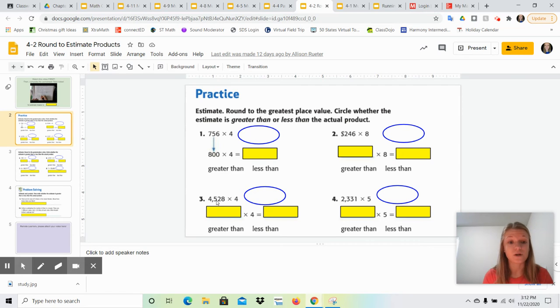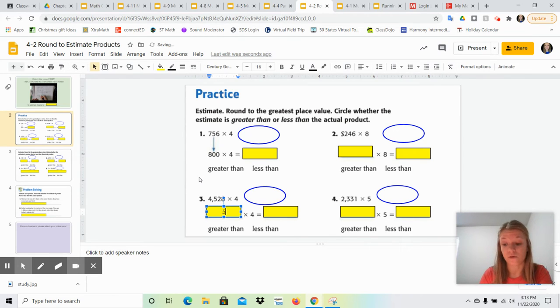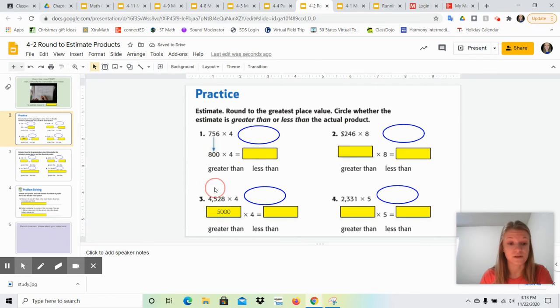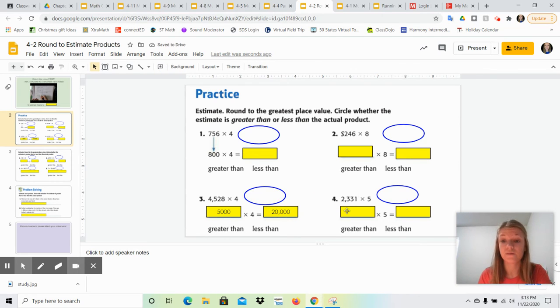Number 3 says 4,528. That's a big one that I should round. Now 4, when I find the place and look next door, there's a 5 next door, and 5 or more means I raise the score of the 4. So the 4 will become a 5. And then I need 3 zeros to fill in the rest of the spots. So now I'm solving 5,000 times 4. I know 5 times 4 is 20. And then I need 3 zeros at the end of my number. Number 4, 2,331.